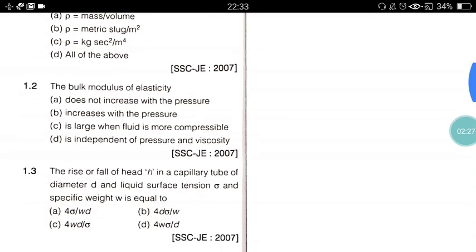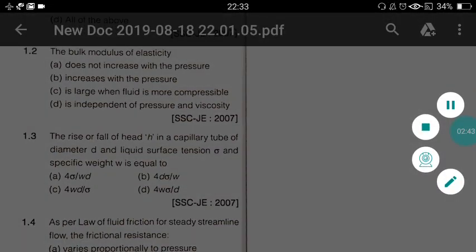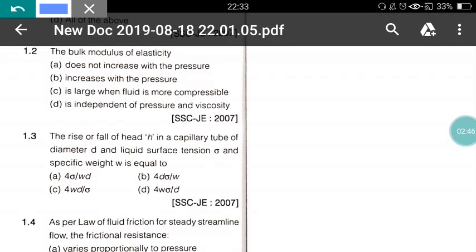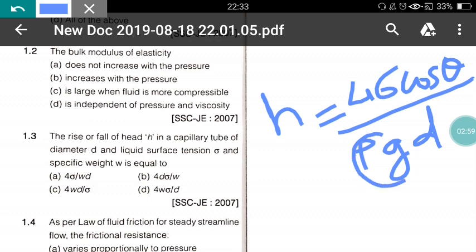Coming to the next question, question number 3: the rise or fall of a head H in a capillary tube of diameter D, with a liquid of surface tension sigma and specific weight W, is equal to what? They are asking for the formula for head. In the capillary concept, the formula for head is H equal to 4 sigma cos theta divided by rho g d. Rho g is nothing but the specific weight, so we can write it as W also.